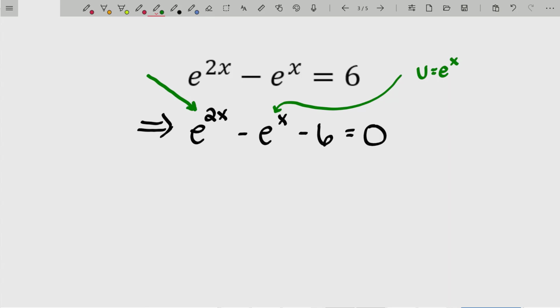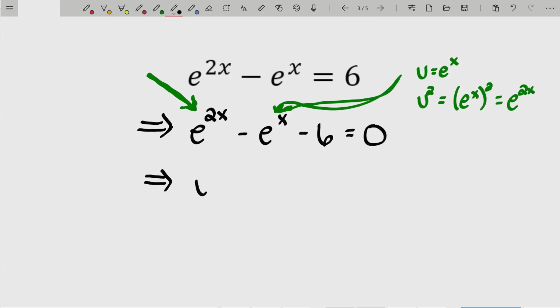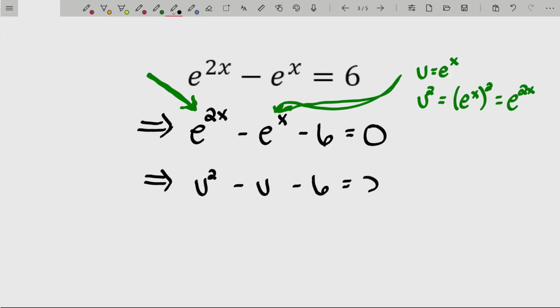And if you square that u, you will have e to the x being squared, but we know that powers to powers multiply, so that's e to the 2x. So wherever I see an e to the 2x, specifically right there, I'm going to replace it with u squared. Wherever I see an e to the x, specifically right there, I am going to replace it with a u. So this becomes u squared minus u minus 6 is equal to 0.